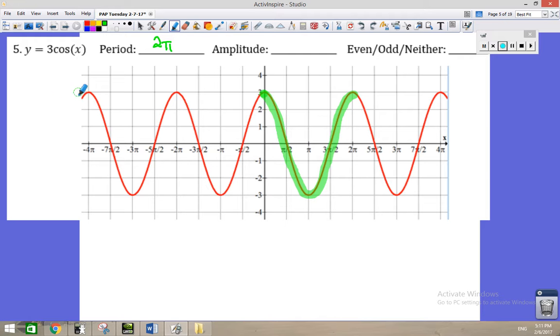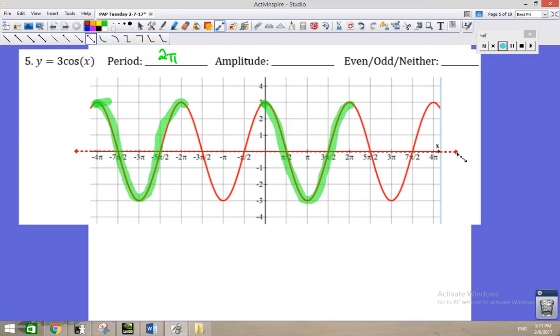Even if you had chosen over here, if you had chosen this guy, you've got -2 pi minus -4 pi. So that's, again, 2 pi. All right, the amplitude. Let's find the center line.